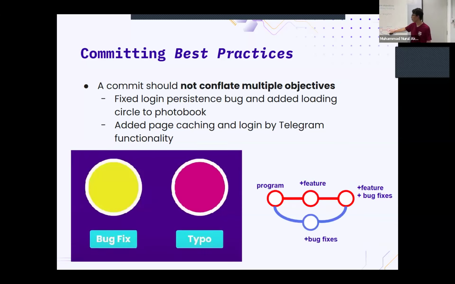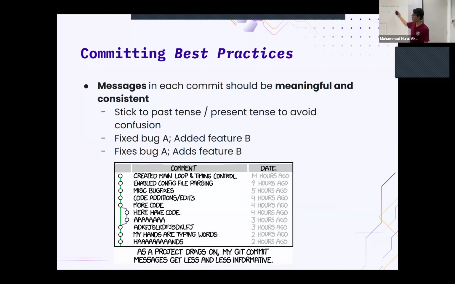Ideally it should be one. So if you have a feature and a bug fix, you commit the feature first, and then you commit the bug fix. And this is quite self-explanatory. Basically, every time you commit, you will be asked for a message, and ensure that the message is clear. Stick to some convention, maybe past tense or present tense, and identify very clearly what you have accomplished in each of the commits.